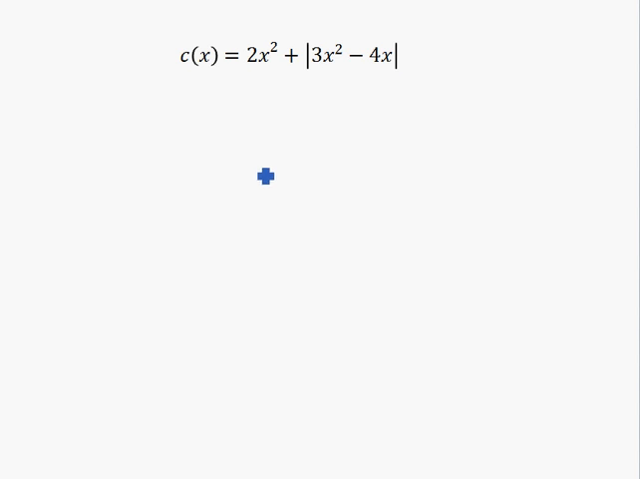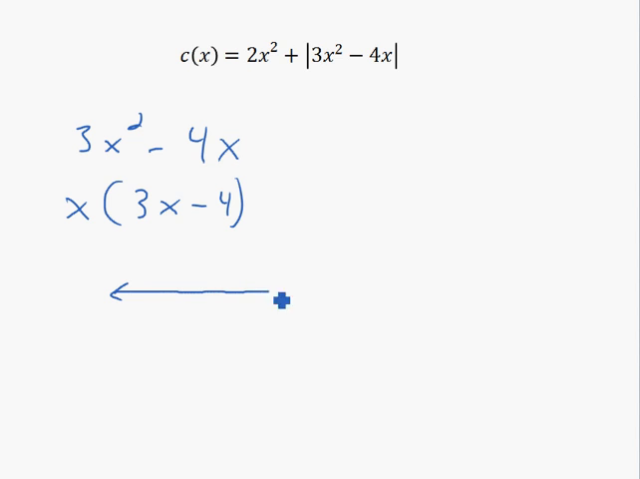Anyway, we want to find out where 3x squared minus 4x is positive and negative. So you factor it. We can factor out an x. That's going to leave us with 3x minus 4. And the zeros of this thing are 0 and 4/3. So on my number line, I'm going to put a 0 and a 4/3. And I'm going to check the intervals and find out if 3x squared minus 4x is positive or negative. If you plug in a negative number, like negative 10, we're going to get negative 10 times, 3 times negative 10 is negative 30, minus 4, negative 34. Well, that's going to be a positive number.